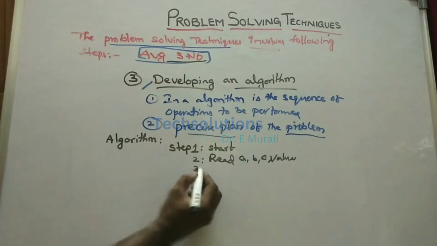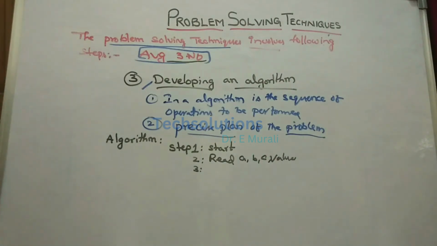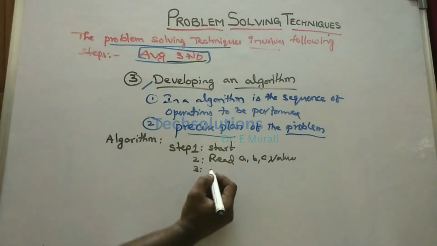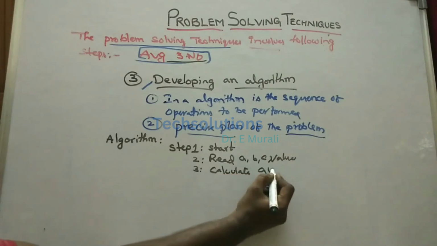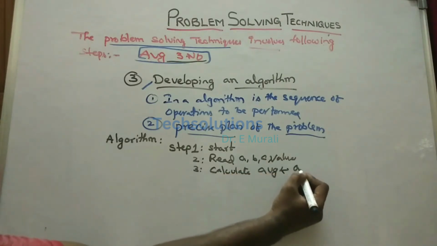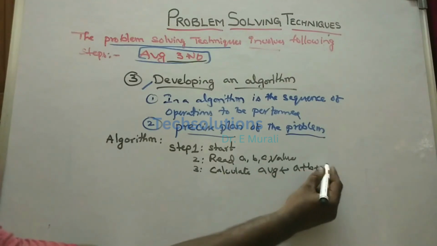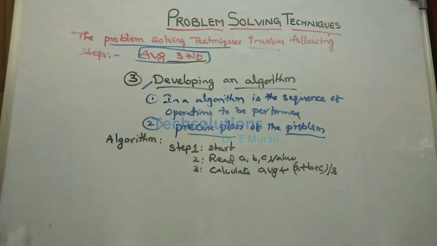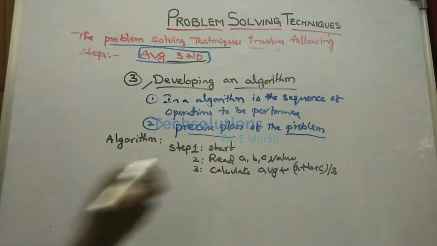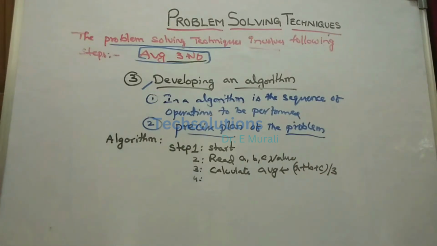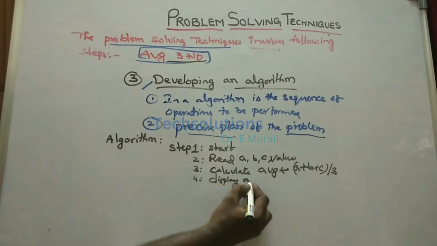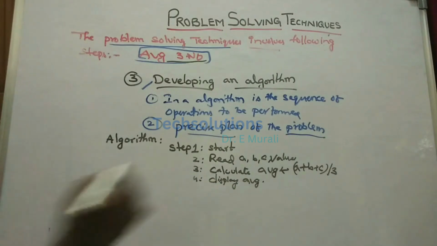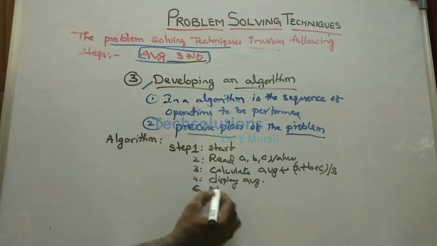After that, I have to convert, formulating into a mathematical formula. What is the formula? Average. That means you have to calculate the average, and the formula is A plus B plus C whole divided by 3. Then, once the result is calculated, I have to display the average, and finally I have to stop the process.